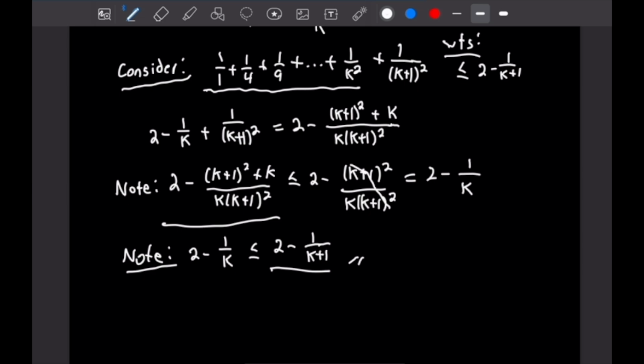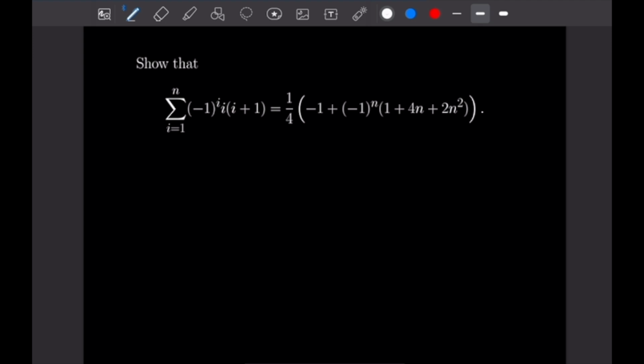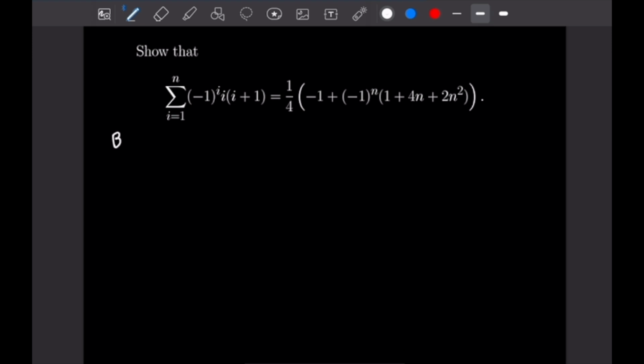Great, so let's go ahead and get into our next proof. Okay, great. So for this one, we actually have kind of a long equality here. We want to show that the sum as i goes from 1 to n of negative 1 to the i times i plus 1 is equal to 1/4 times minus 1 plus minus 1 to the n times 1 plus 4n plus 2 times n squared. So let's start with our base case. So our base case is going to be when n is equal to 1. So let's start with our left-hand side here.